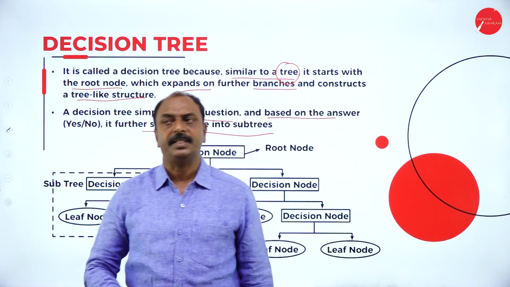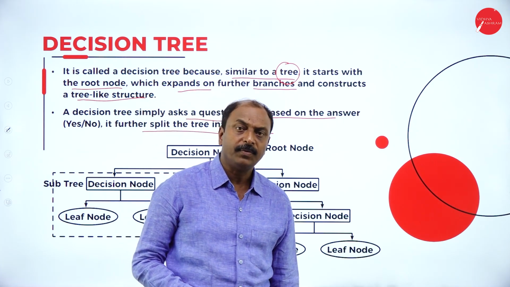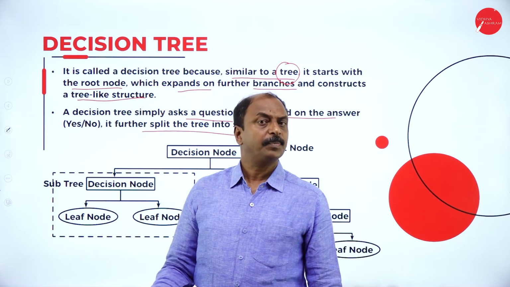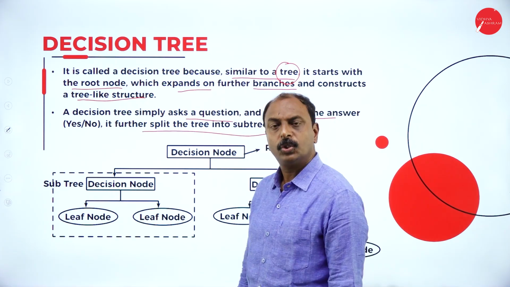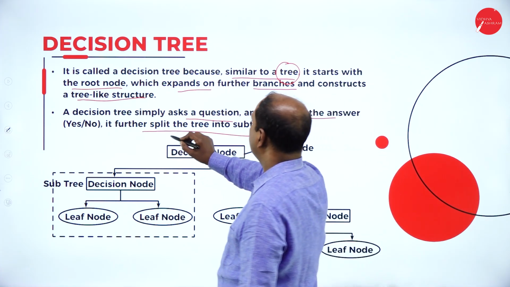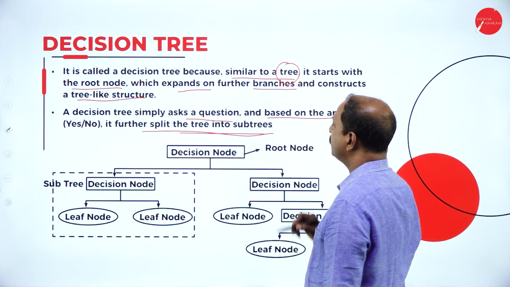A decision tree can have a number of branches based on the decision and depends on the problem. Similarly, it is also possible to have a subtree inside a tree. So that is the meaning of splitting a tree into subtrees.